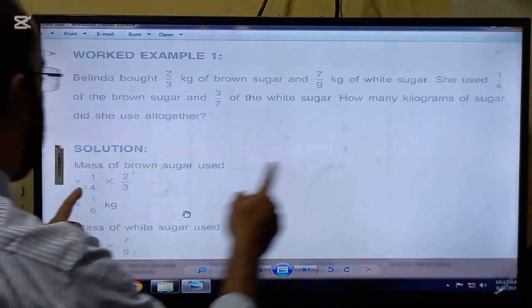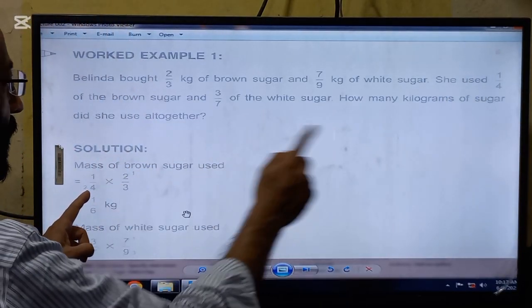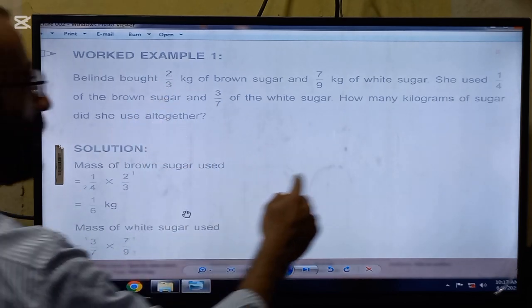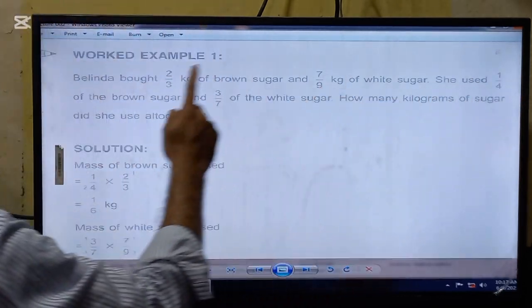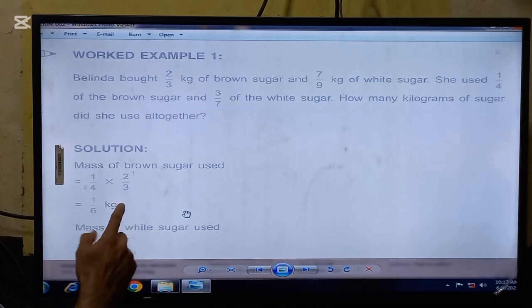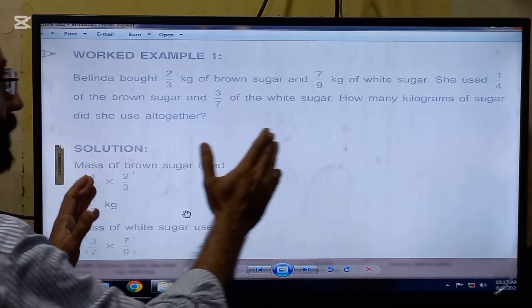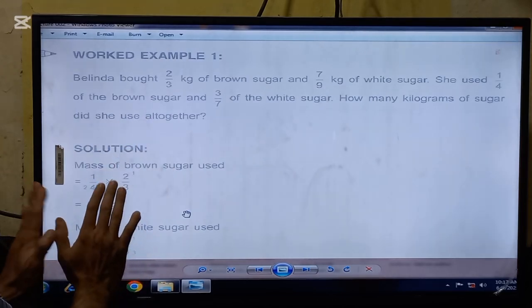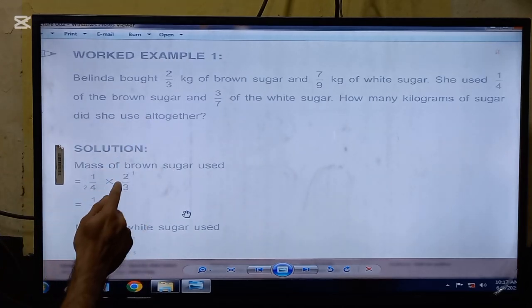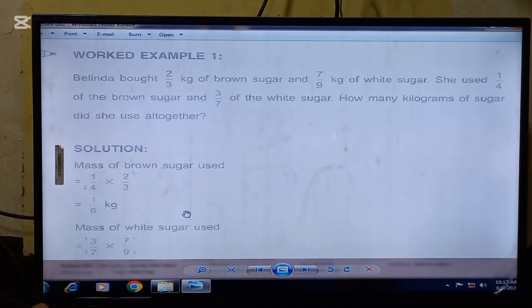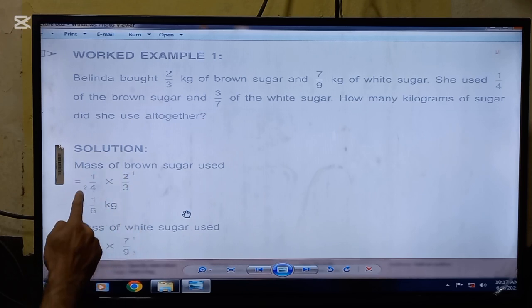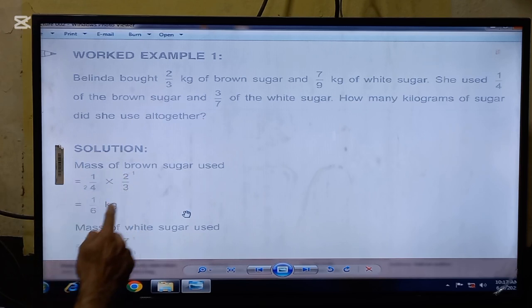So it means 1 by 4 of stands for multiply, and brown sugar, that is 2 by 3. So 1 by 4 multiplied by 2 by 3. So this is the mathematical form of this portion. She used 1 by 4 of the brown sugar. So at this stage, we will cancel the values. So 2 ones are 2, 2 twos are 4. Numerator will be multiplied by numerator. So 1 one is 1, and denominator by denominator, 2 threes are 6.